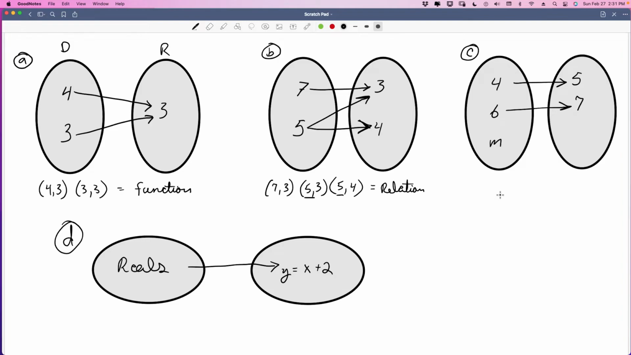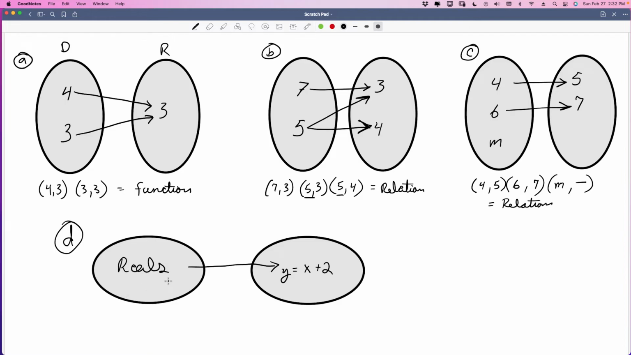What about C? Well, we have that the x value of 4 is paired with the range or the image of 5, and then the x value or the domain of 6 has the y value or the image of 7. But then we also have an x value or a domain of m, but there's nothing in the y value or the range. M does not have an image that it's mapped to. Therefore, this is a relation. It is not a function. So B and C so far are not functions.